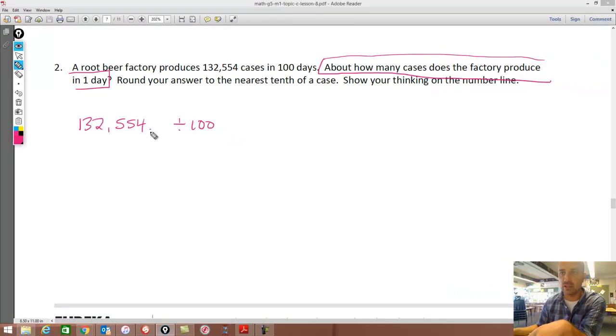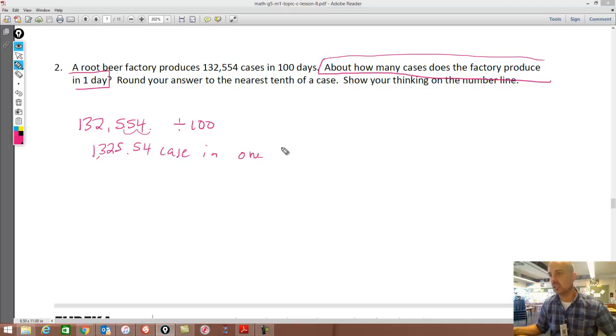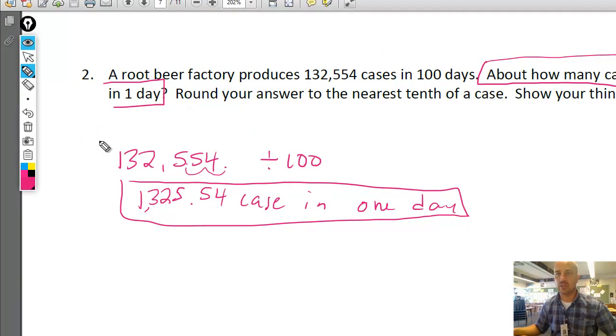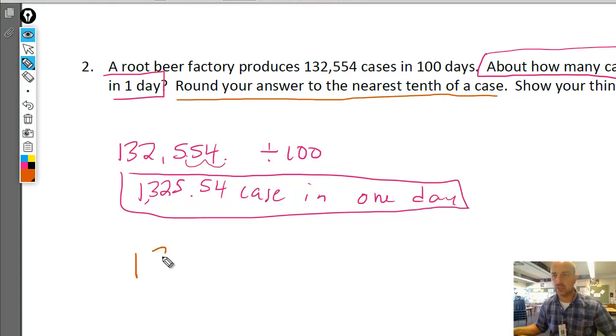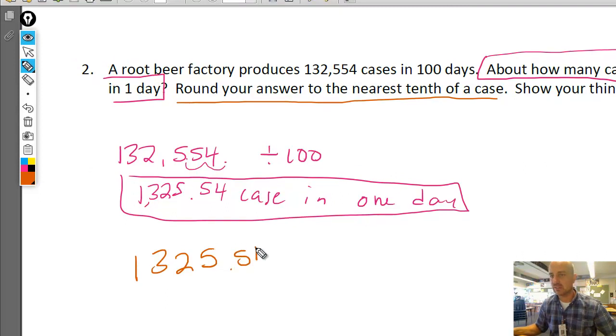So I'm going to take my decimal and shift it over 1, 2 places. So now this is how many they make in one day. They make 1,325 and 54 hundredths of a case in one day. Okay? That's the first part. The second part is asking me to round my answer to the nearest tenth of a case. Okay, tenths. So let's take this number, 1, 3, 2, 5, 5, 4.